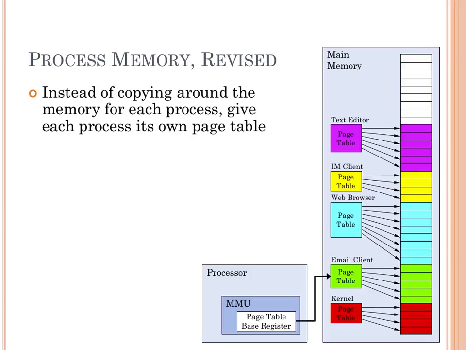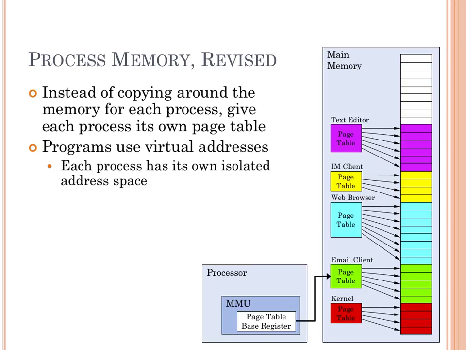Let me show you an example. Instead of having little boxes that we copy around, now we've divided main memory up into pages. All of the boxes on the far right are physical pages. Each one of our programs running, each process, has its own page table saying, these are the physical pages I'm aware of, and these are the virtual addresses that the physical pages live at. And then the processor has its page table base register.